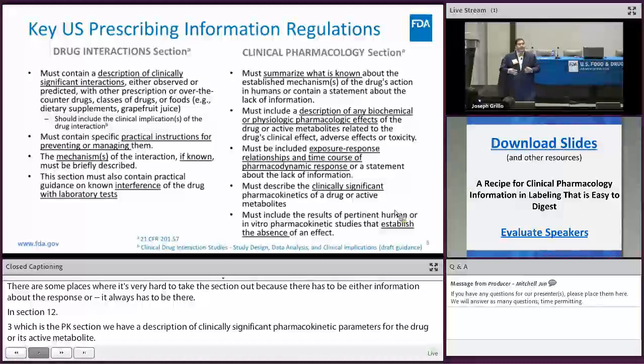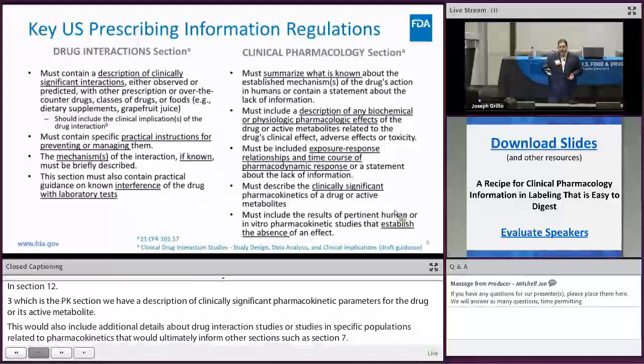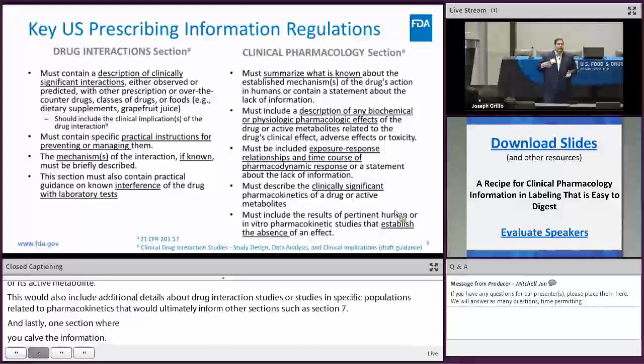And then lastly, this is one section where you can have in vitro information. What the regulations say is we could have in vitro information that's pertinent to establish the absence of an effect. We could also have in vivo information to show the absence of an effect. So a lot of times, and we've heard this from healthcare providers, sometimes they like to know it was studied and there's no issue, but they don't need to have a lot of details about it.